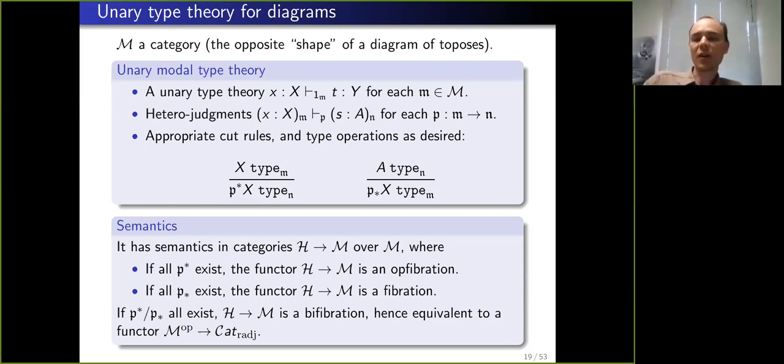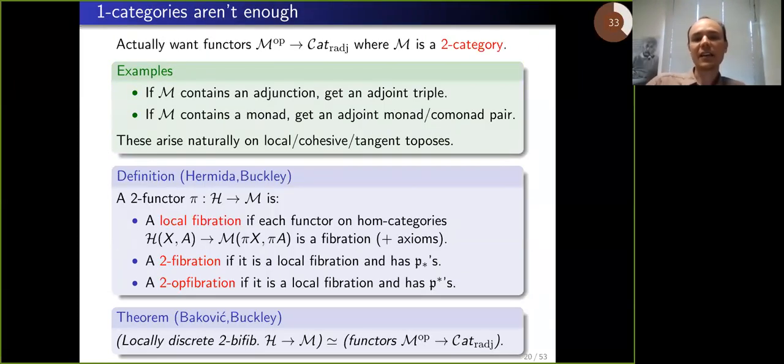But this isn't quite enough for what we want, because we want to think about not just the category of toposes, we want to think about the 2 category of toposes. And the reason for this is that some of the structures we're interested in, like monads or comonads or adjoint triples or adjoint quadruples, require 2 cells or natural transformations between adjunctions in order to describe them. So what we'd like to do is to generalize to letting M be a 2 category instead of a category. So we don't just have morphisms between modes, but we have 2 cells between these morphisms.